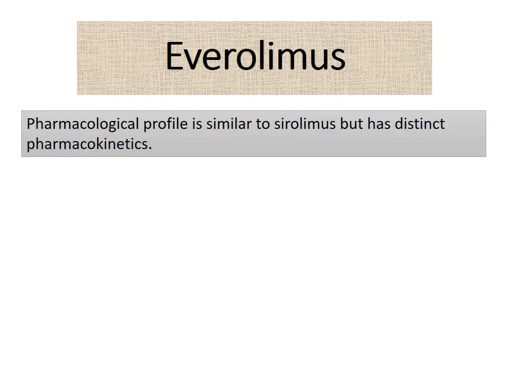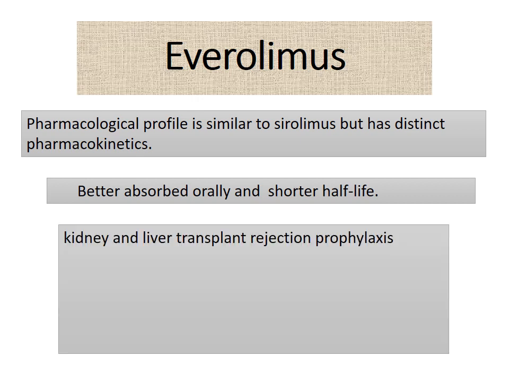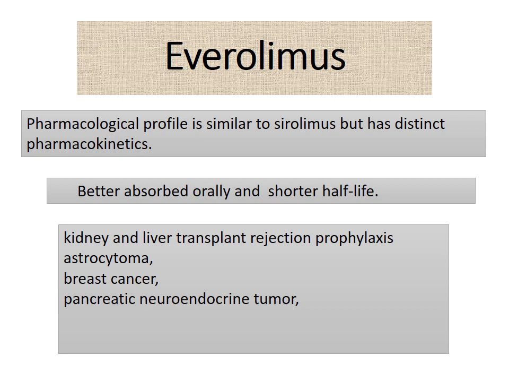Everolimus. The pharmacological profile of everolimus is similar to sirolimus but has distinct pharmacokinetic properties, which include better oral absorption and shorter half-life. Uses of everolimus: apart from the prevention of kidney and liver transplant rejection, everolimus is approved for astrocytoma, breast cancer, pancreatic neuroendocrine tumor, renal angiomyolipoma, and renal cell cancer.